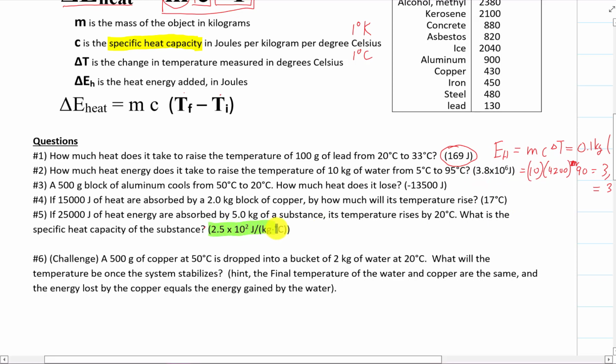And there's the answer for number 5. Okay, then if you want a challenge, number 6. 500 grams of copper at 50 degrees Celsius is dropped into a bucket of 2 kilograms of water that's at 20 degrees Celsius. What will be the temperature of the system as it stabilizes? Hint, the final temperature of the water and the final temperature of the copper are the same. And that's the temperature that you have to find out. So the energy lost by the copper equals the energy gained by the water.